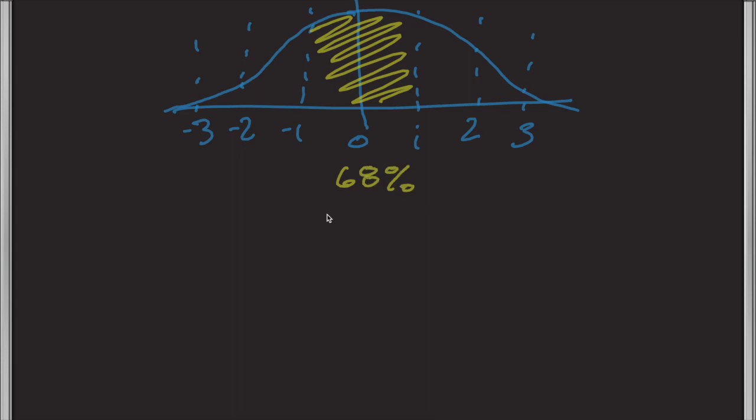of the data. Within 2 standard deviations of the mean, so that would be the area between here and here, we'd cover something like 95% of our data. And within 3 standard deviations of the mean, so that would be going all the way out here, we can encompass about 99% of our data.